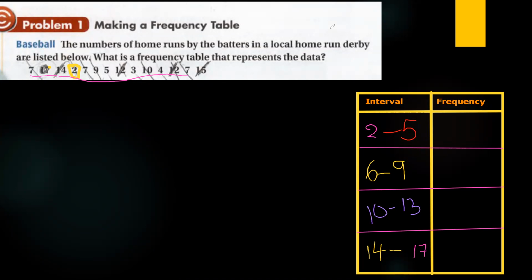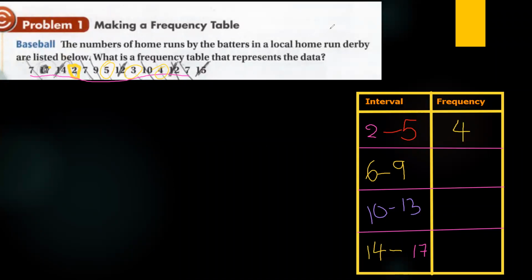Which ones are 2, 3, 4, and 5? Yes, teacher, all of them are 2, 3, 4, and 5. From here, how many 1s do we have? We have 2, 2, and 3, 4, 5. Yes, miss, so 4. So the frequency, that means that from interval 2 to 5, we have 4 frequent data.